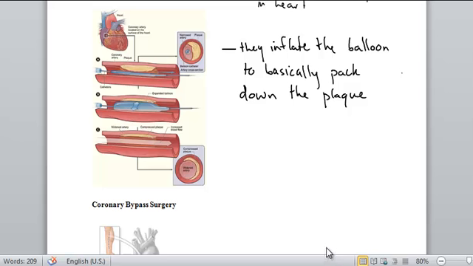The downside of this approach, though, is it's not a permanent fix. These plaques can continue to build up if there's not an adjustment to diet and to why they're building up in the first place. And the other thing is, very occasionally when they're doing this, they actually cause the plaque to break off, and then it can move elsewhere in the body and cut off blood flow elsewhere in the body. So it is somewhat dangerous.